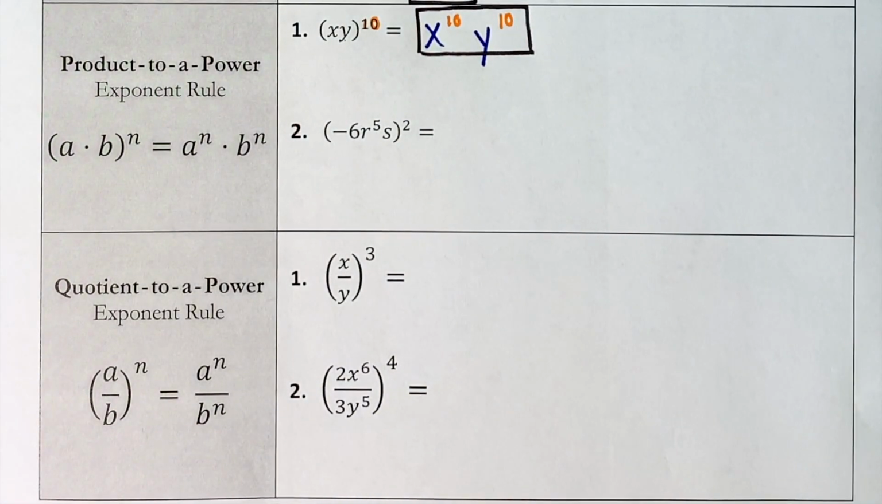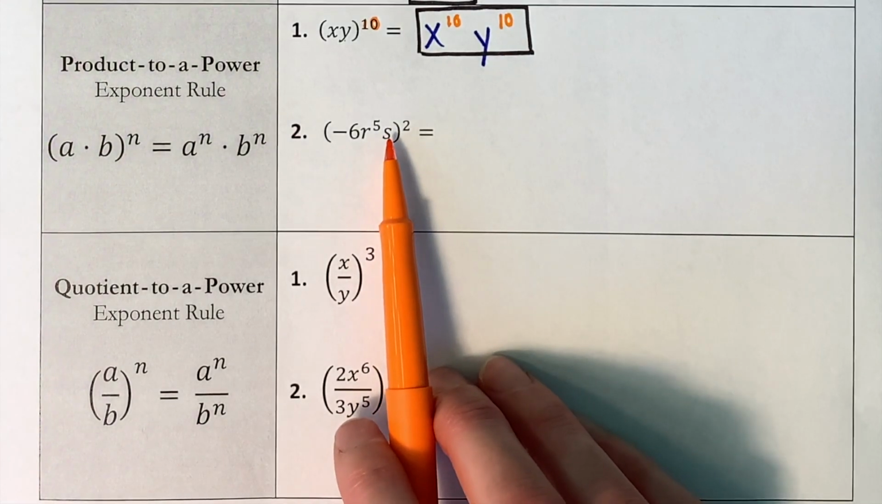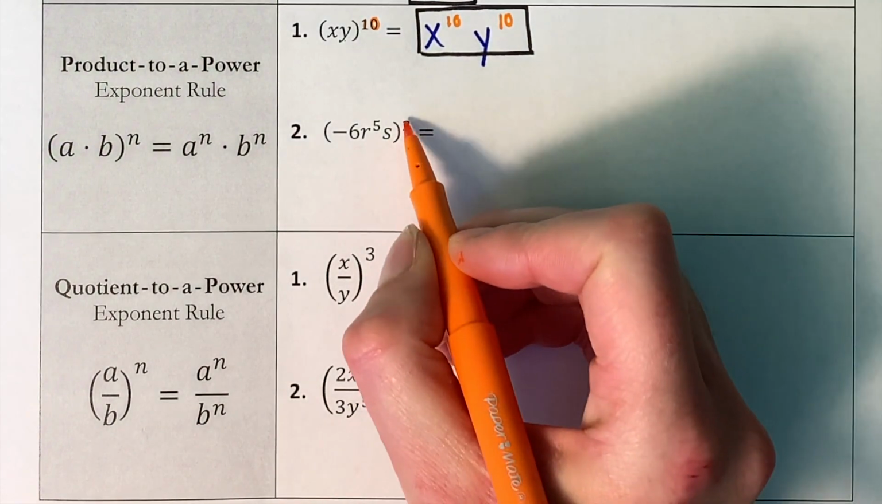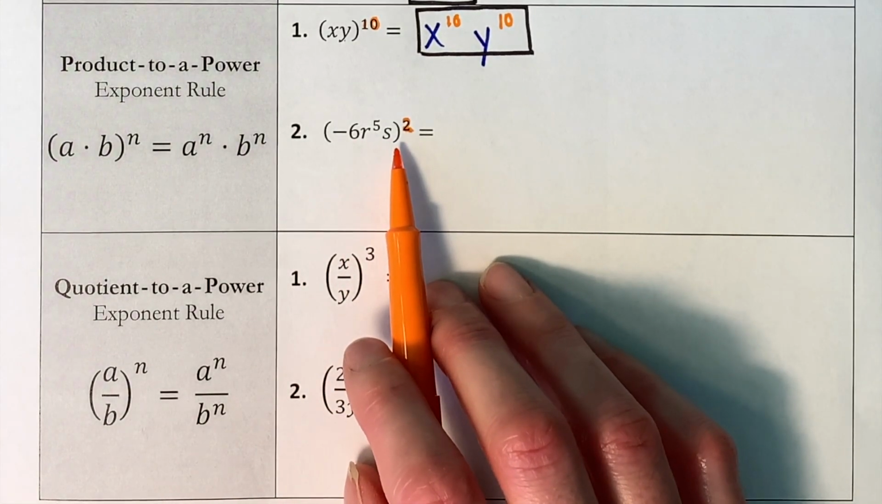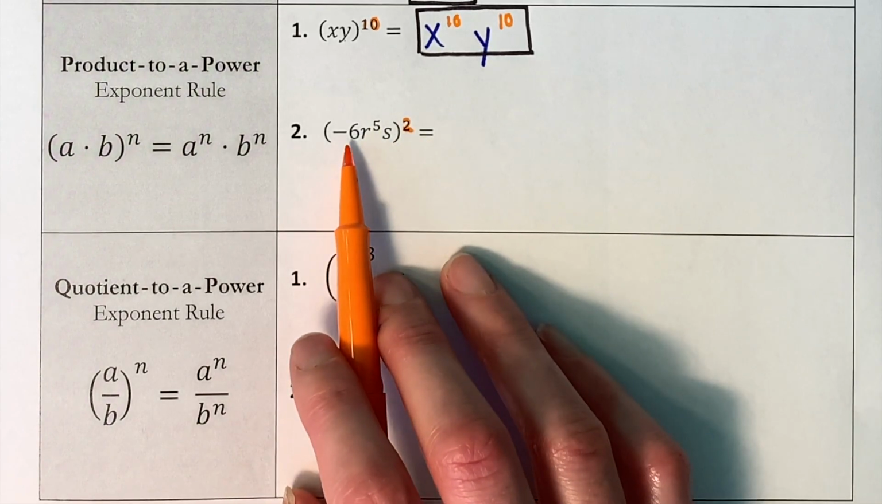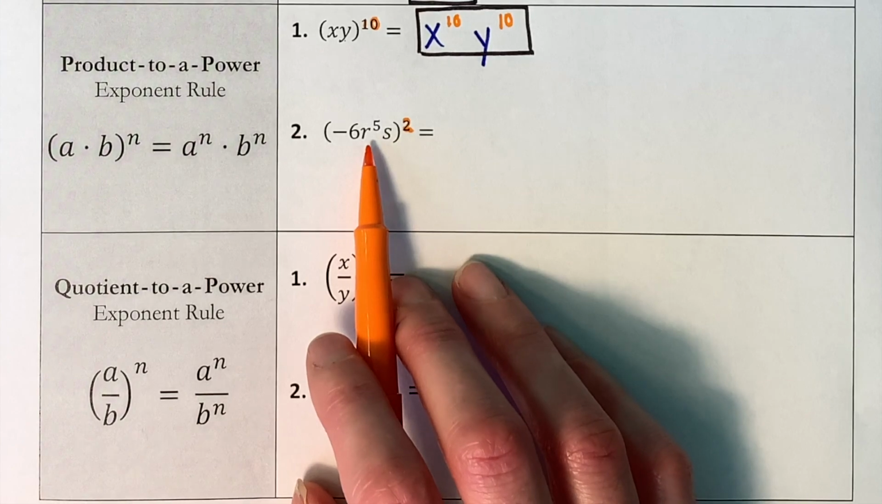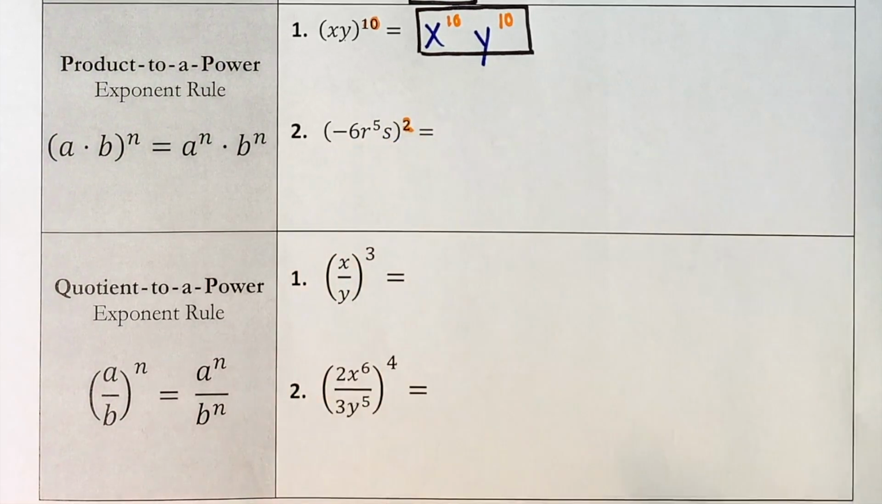Let's try one more. So again, when you have multiple pieces being multiplied inside of parentheses, you can apply your exponent to each of those pieces being multiplied. Be careful here, we have 3 pieces being multiplied inside of the parentheses. This is -6 times r to the 5th times s. So we have to apply this exponent to each of those 3 pieces.